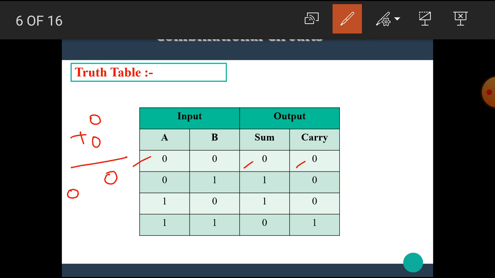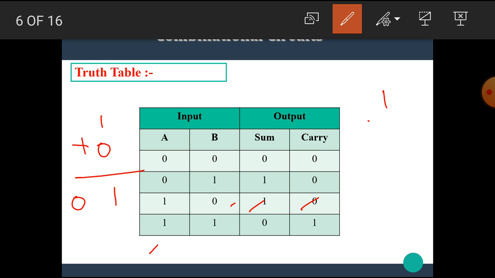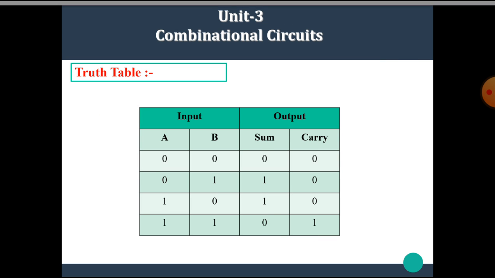Now the next case is A is 0 and B is 1. That means 0 plus 1, we get sum is 1 and carry is 0. The next case is A is 1 and B is 0. Hence in this case also we get sum is 1 and carry is 0. And in the last case we get A equal to 1 and B equal to 1. Hence here we get 1 plus 1, sum is 0 and carry is 1. This is the truth table for the half adder.